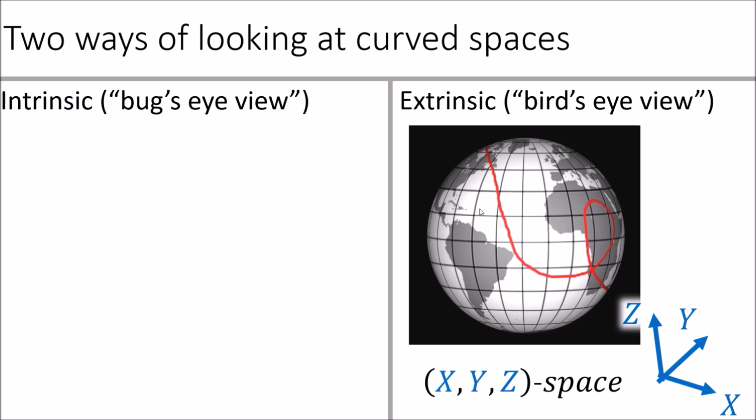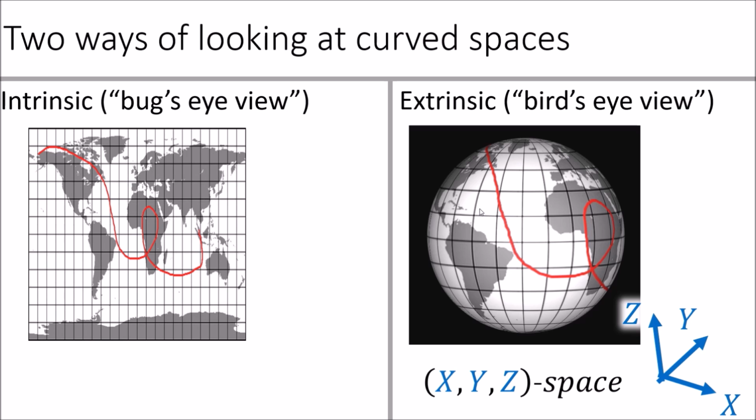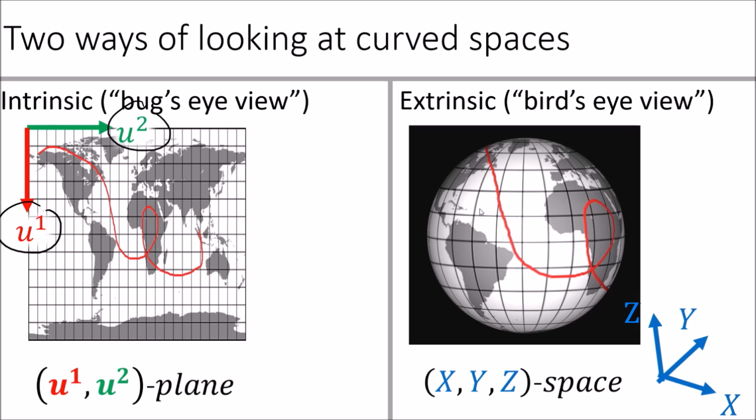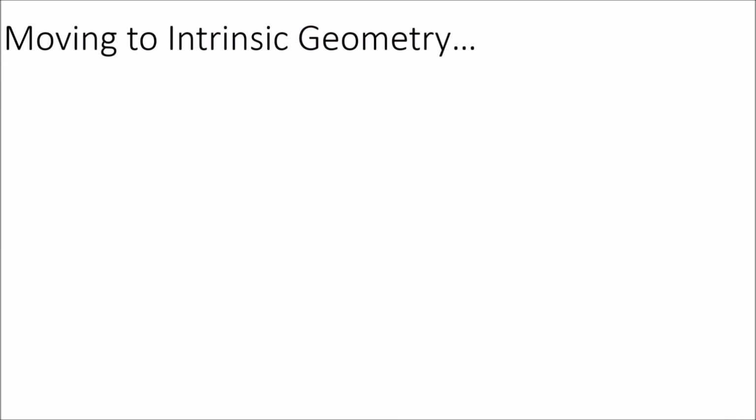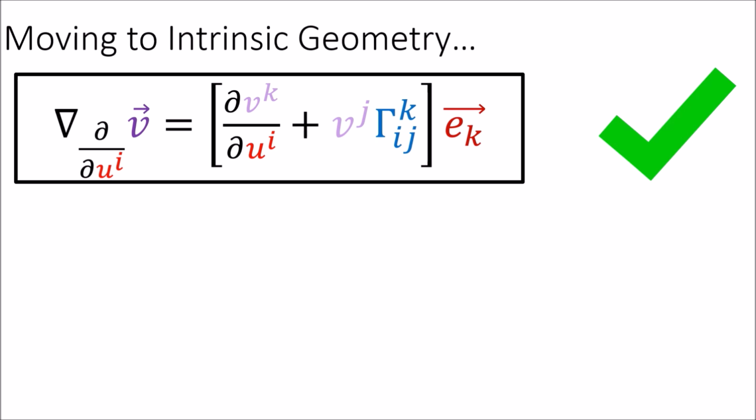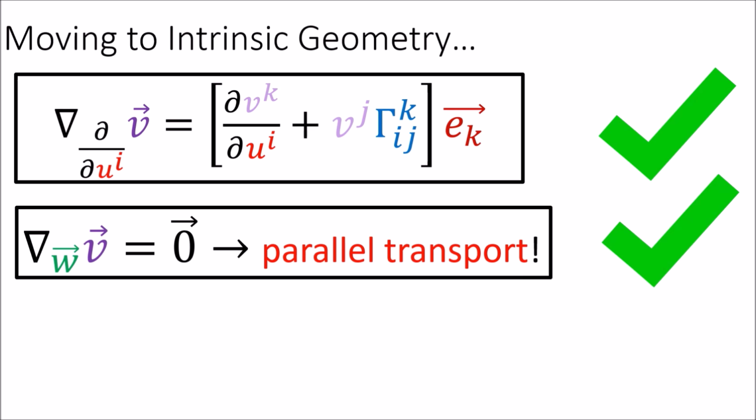Then there's also the intrinsic approach, where you pretend like you're a little bug that lives on the surface, and you have no idea that the outside world exists. So instead of working with x, y, z coordinates in 3D, you would only work with the coordinate lines on the surface, labeled here as u and v. And for this video, instead of calling the coordinates u and v, I'm going to be calling them u1 and u2 instead. So when it comes to intrinsic geometry, a lot of what we've learned about the covariant derivative is still the same. The formula is still the same, and the concept of parallel transport is still the same.